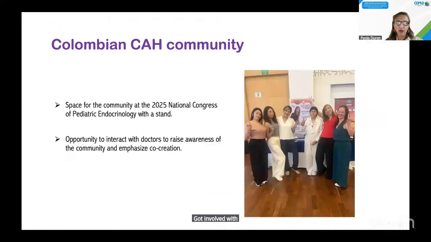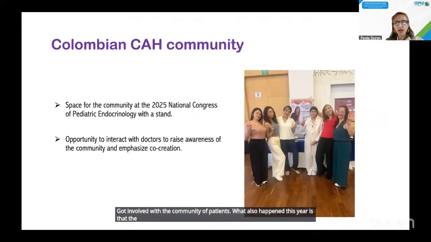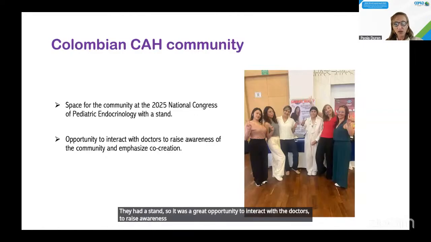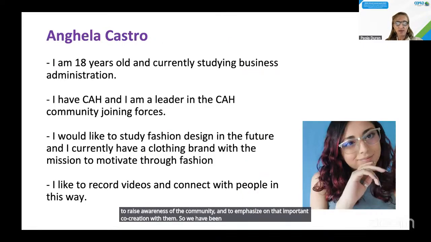We listened to them, and we could also answer their questions, and they also got involved with the community of patients. What also happened this year is that the Colombian CAH community had a space at the National Pediatric Endocrinology Congress. They had a stand, so it was a great opportunity to interact with the doctors, to raise awareness of the community, and to emphasize the important co-creation with them. So we have been working on that.